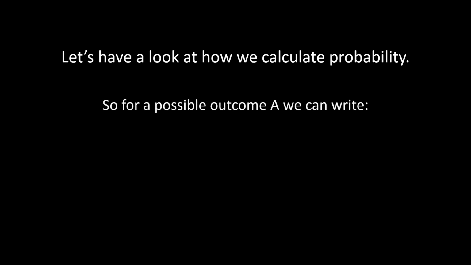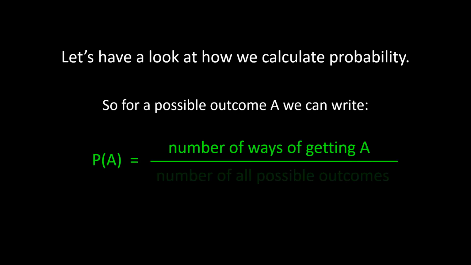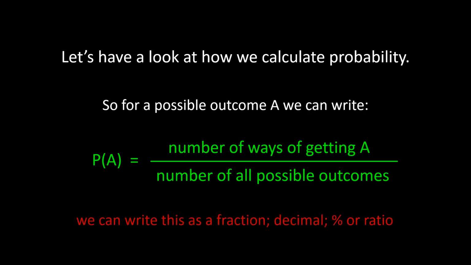So let's get a bit mathematical about it. For a possible outcome A, we can write the probability of A happening is the number of ways of getting A divided by the number of all possible outcomes. And that's the kind of definition you'll see on websites and textbooks. And that number can be written as a fraction, decimal, percent, or ratio.